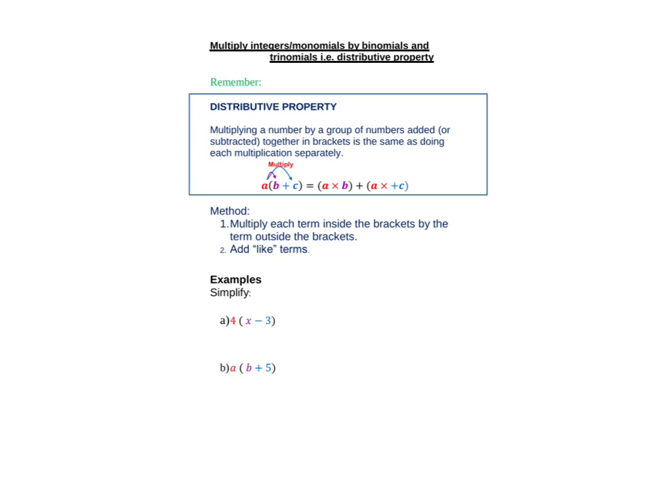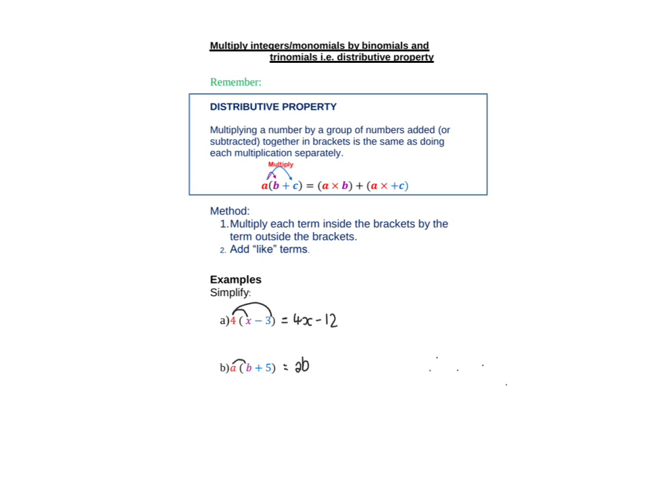So I'm going to start with the examples over here. It's going to be 4 times x firstly, and that gives you 4x, and then it's going to be 4 times negative 3, which is negative 12, and that's it. Just make sure if you had 2 terms inside the brackets that your answer will then have 2 terms as well. The next example, a is multiplied by b, gives you ab.